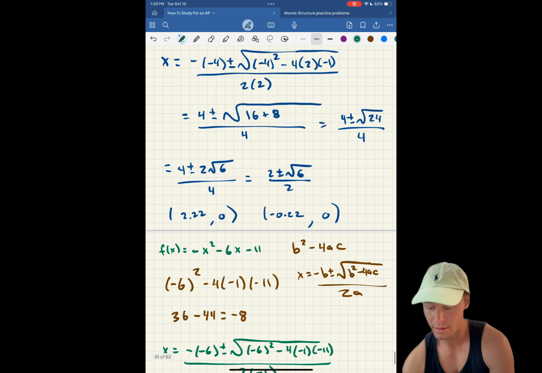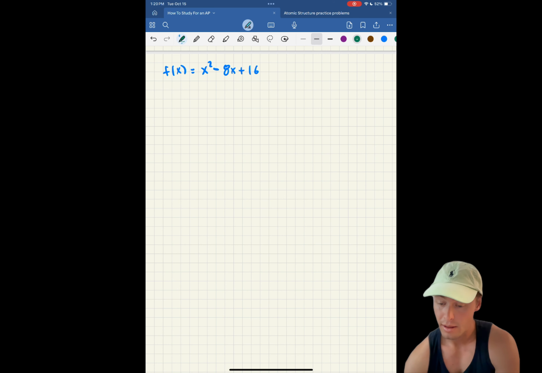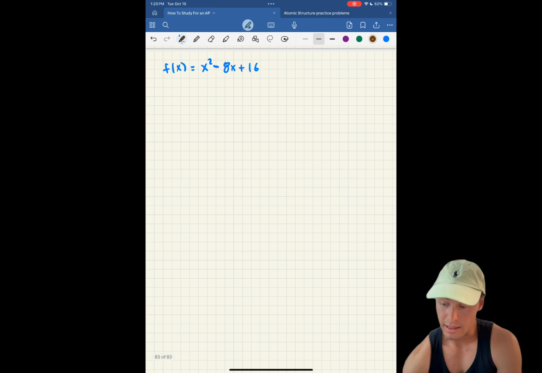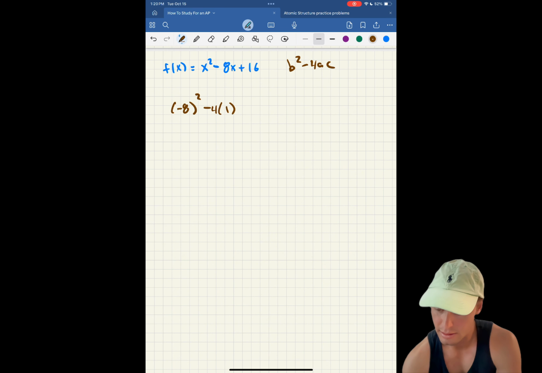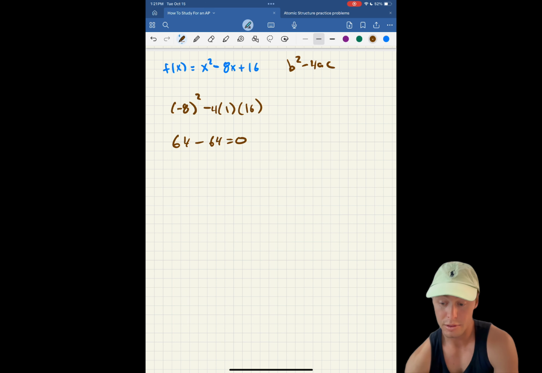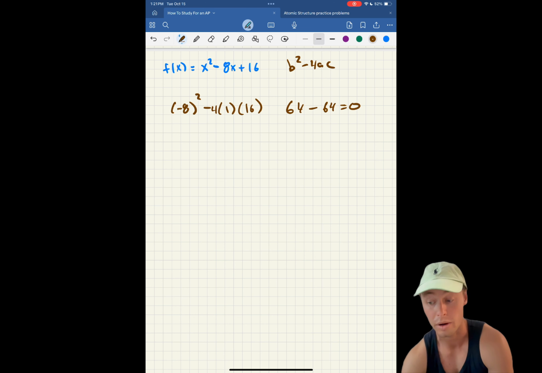Okay, great. Let's look at our last example here before we go into a real-life word problem. Do our discriminant test, b squared minus 4ac. So -8 squared minus 4 times 1 times 16. -8 squared is 64. Minus 4 times 16 is 64. Boom, our discriminant is 0. And what happens when our discriminant is 0? It means we have one real root, meaning our vertex is also our x-intercept. So we're only going to get one real root.